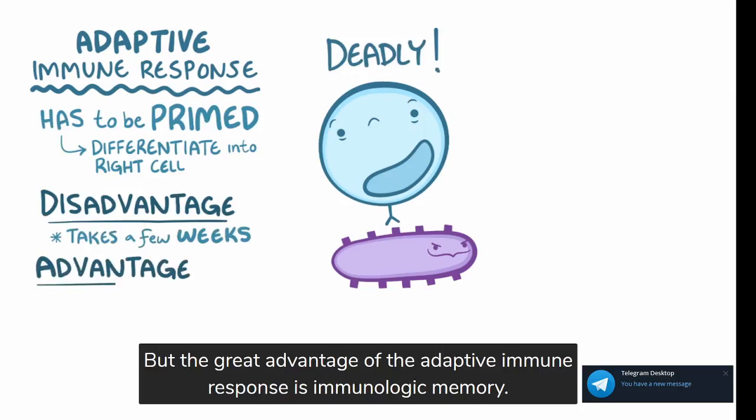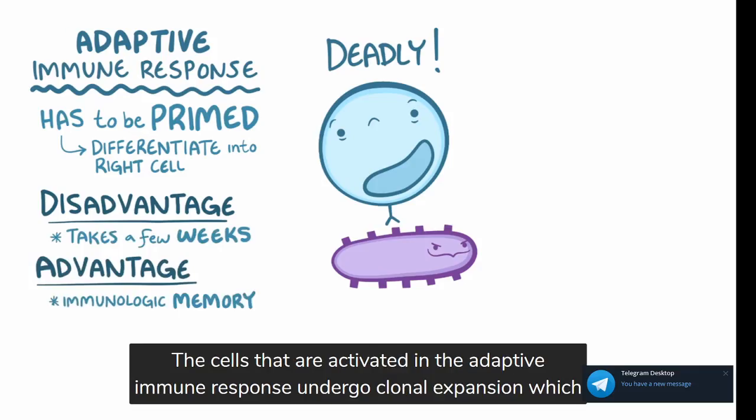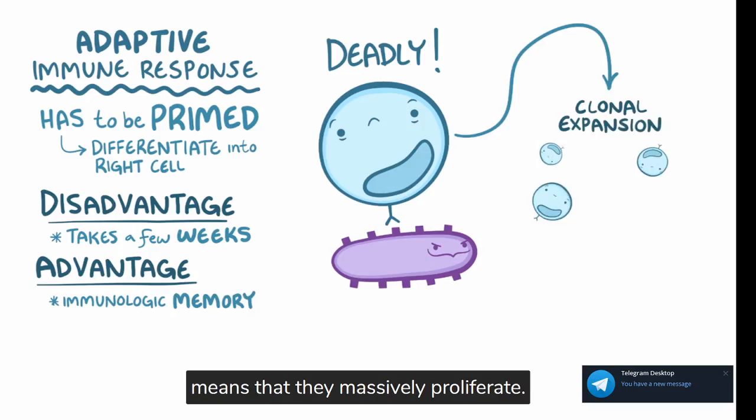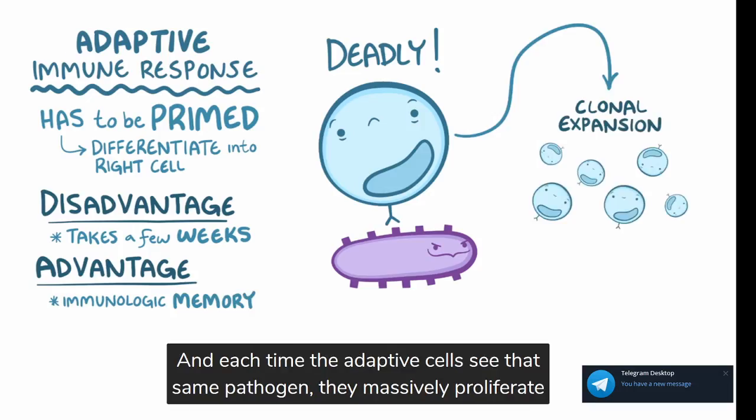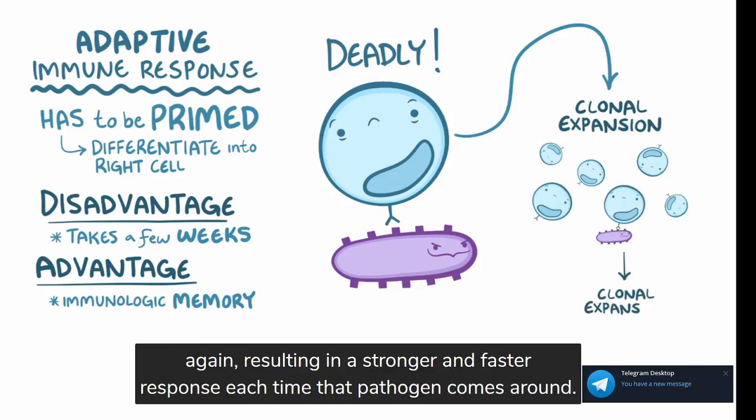But the great advantage of the adaptive immune response is immunologic memory. The cells that are activated in the adaptive immune response undergo clonal expansion, which means that they massively proliferate. And each time the adaptive cells seize that same pathogen, they massively proliferate again, resulting in a stronger and faster response each time that pathogen comes around.